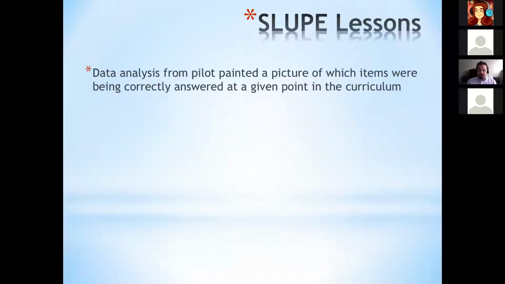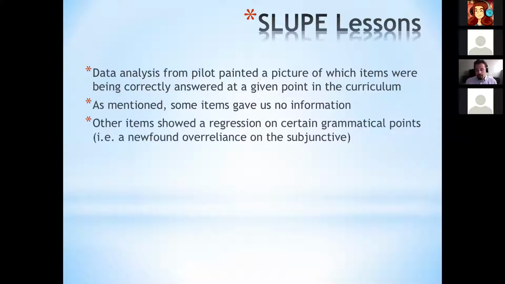So we spent a long time looking at the data that we got from the student responses, and they started to paint a picture about which items were being answered correctly at what point in the curriculum. Some of these items gave us no information, like the partitive or the belle example, the adjective. And other items were problematic because they showed a regression on certain grammatical points, like students started over-relying on the subjunctive.